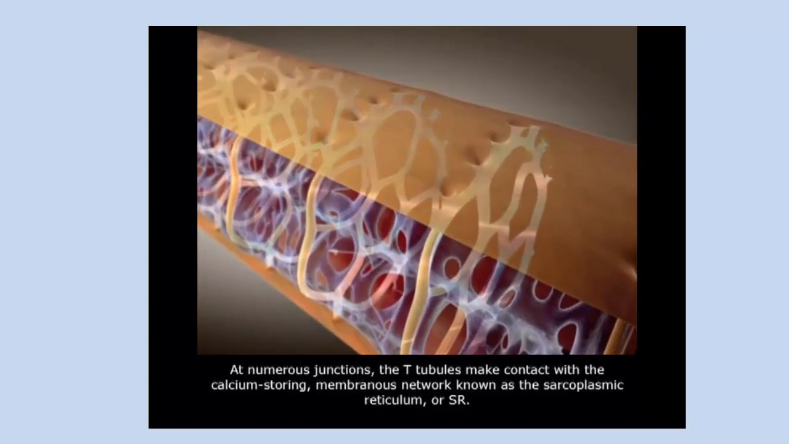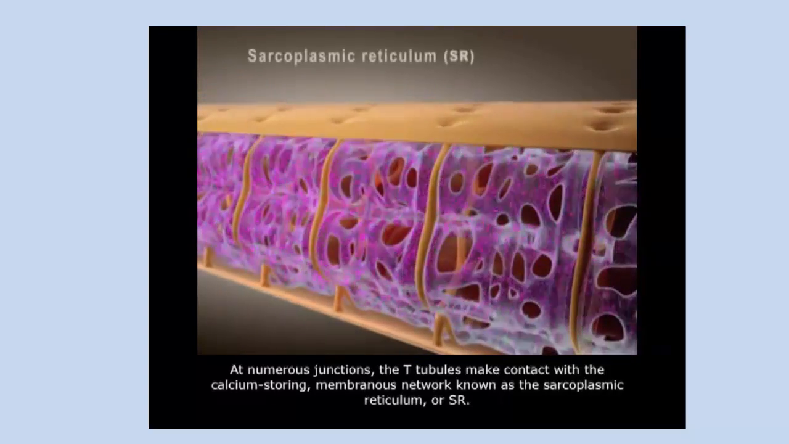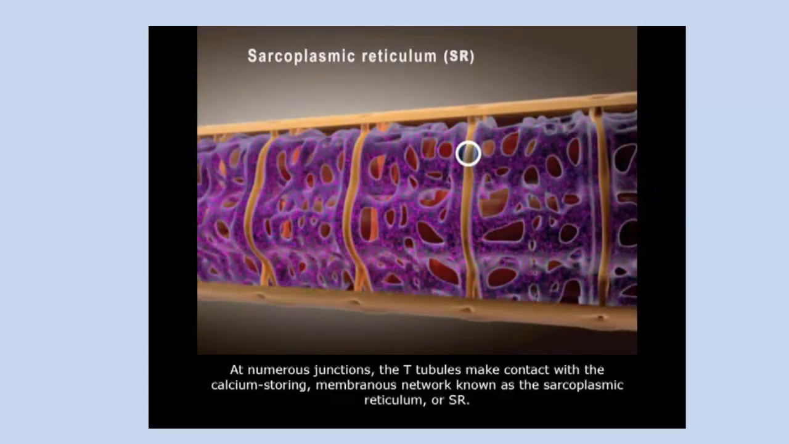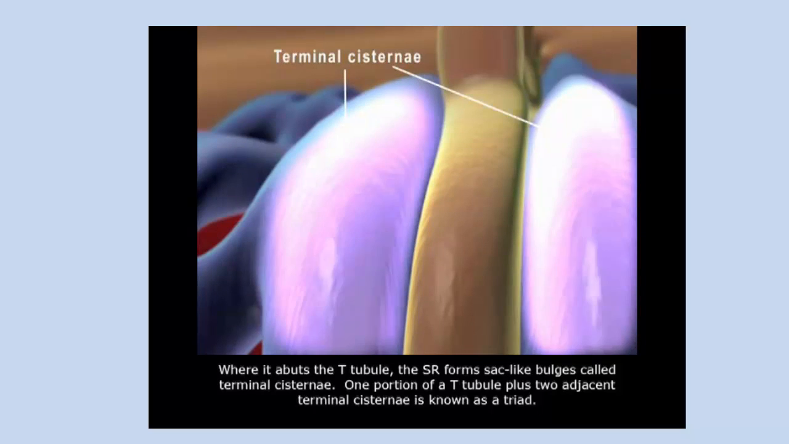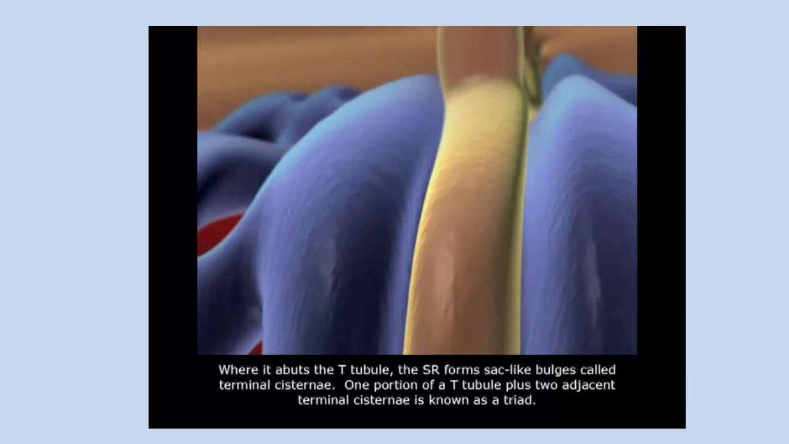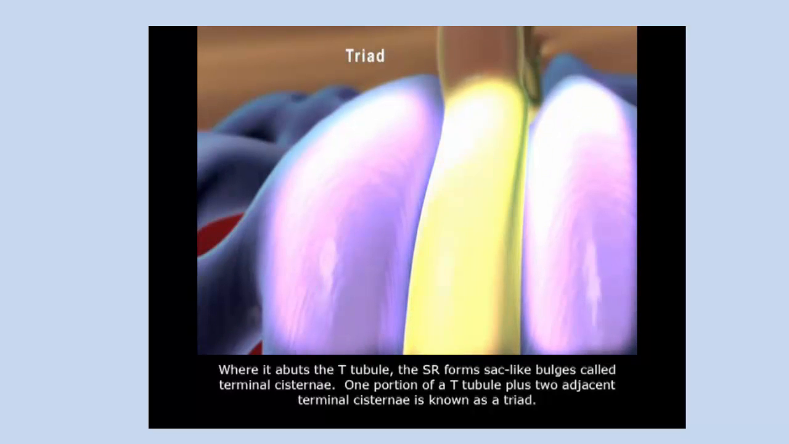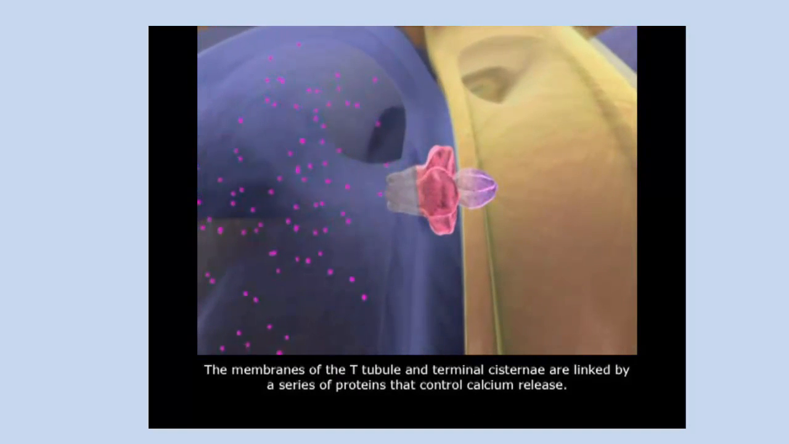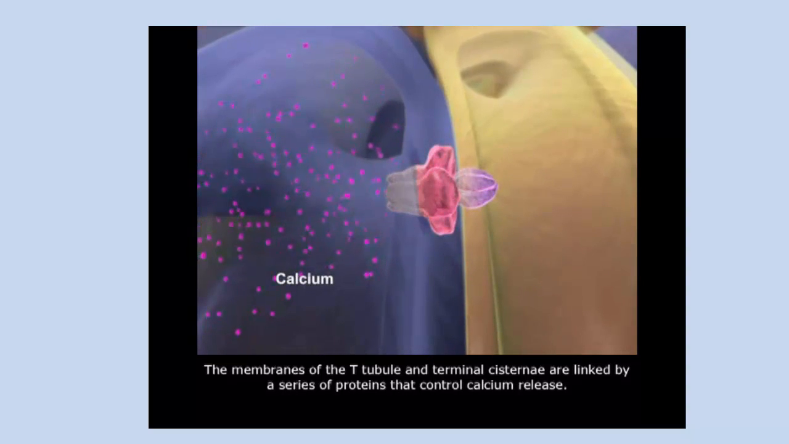At numerous junctions, the T-tubules make contact with the calcium-storing membranous network known as the sarcoplasmic reticulum, or SR. Where it abuts the T-tubule, the SR forms sac-like bulges called terminal cisternae. One portion of a T-tubule plus two adjacent terminal cisternae is known as a triad. The membranes of the T-tubule and terminal cisternae are linked by a series of proteins that control calcium release.